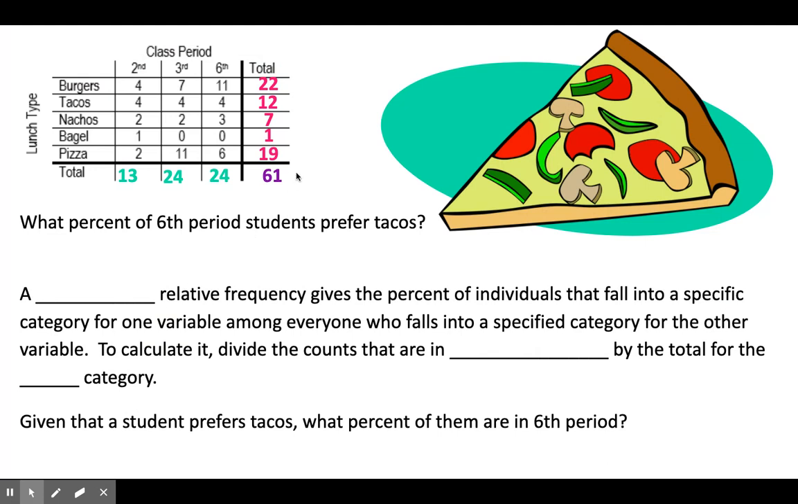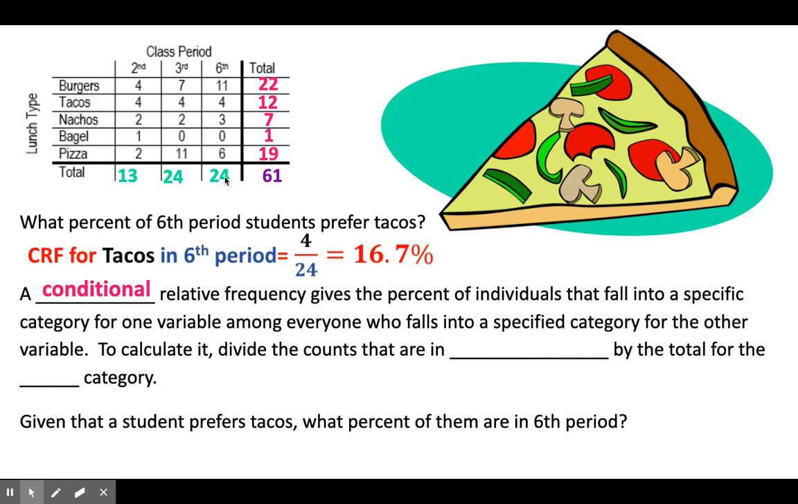So now I'm no longer talking about this entire total 61 students. Now I'm really only caring or wanting to know about sixth period students. So this time, when I find this frequency with division, I'm only talking about the 24. So in sixth period, I can see that 4 of them prefer tacos out of 24 people total, right? So we call this a conditional relative frequency.